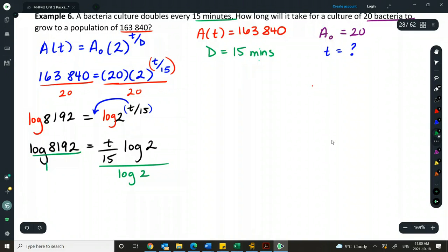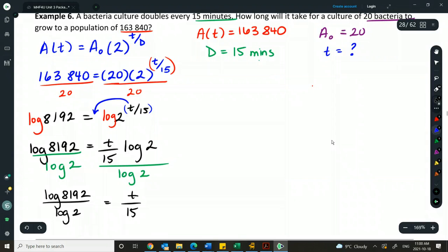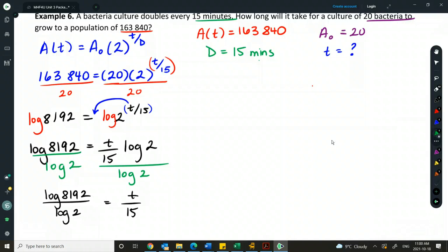So divide out the log of 2. We're trying to move everything away from t now. Notice I haven't used my calculator yet. I'm going to use my calculator at the very end when t is by itself. Why don't I use my calculator all the way through each step here?